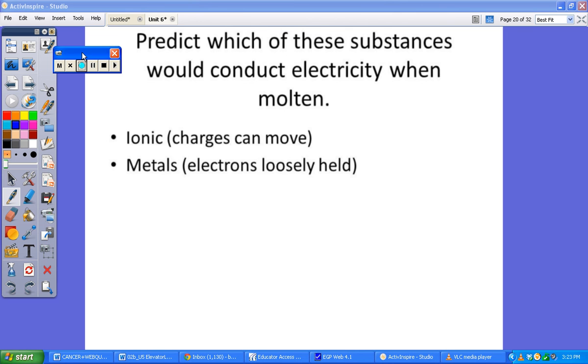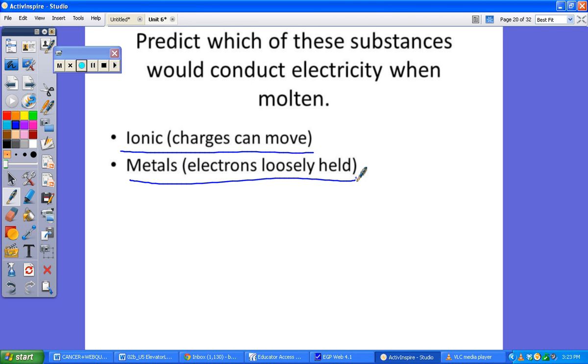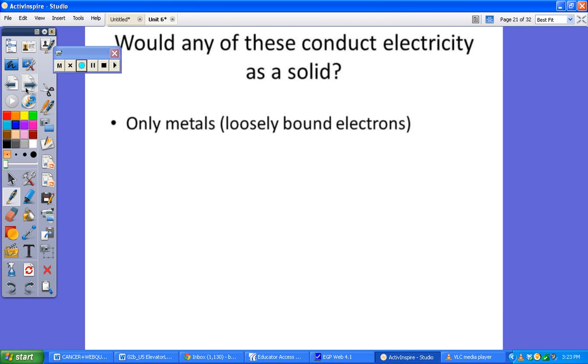Predict which of these substances would conduct electricity when molten. This was a question from one of the worksheets. The ionic ones, the charges can move, and metallic ones, electrons can move. That goes back to the conductor that I talked about earlier. Of any of these, only metals conduct electricity in the solid state.